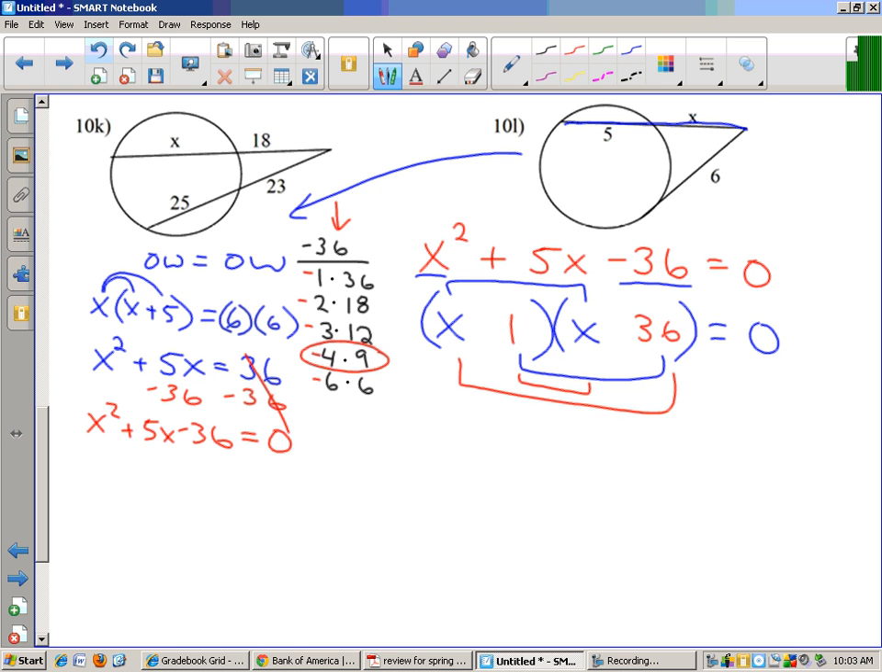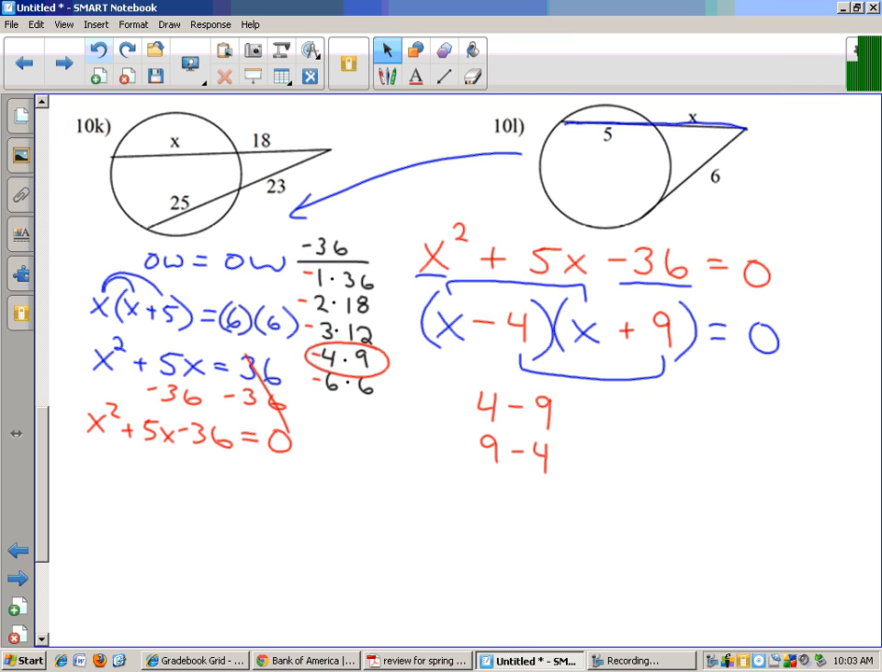Now the question is, let me erase that. If I use 4 and 9, one of them has to be negative to give me a negative 36. Which one needs to be negative so that they come up with a positive 5? Do I want to have 4 minus 9 where the 9 is negative, or do I want to have 9 minus 4? So if I have a negative with the 4 and a positive with the 9, let's check this out.